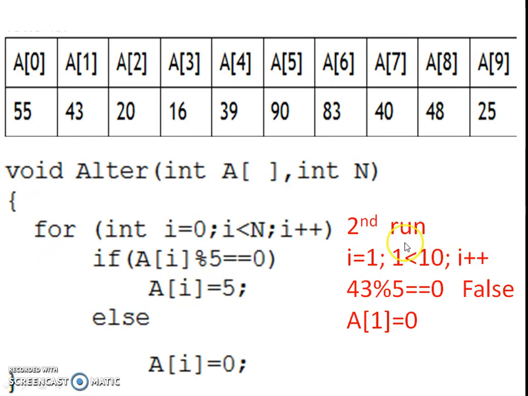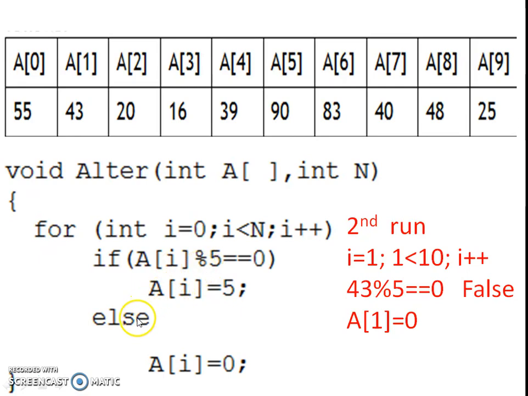In our second run, what happens? i's value will be i is equal to 1. As 1 is less than 10, this condition is also true. So the compiler will enter inside the loop and will test the condition again. Now a of 1 is 43. 43 when divided by 5 will not give the remainder 0. This condition is false here. So the compiler will not enter the if block, so it will not execute this line as this condition is false.